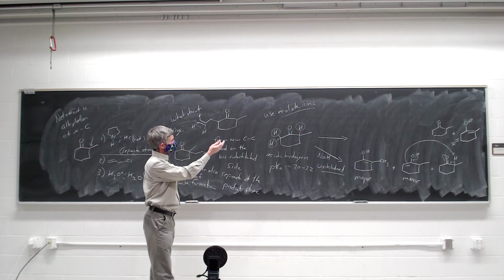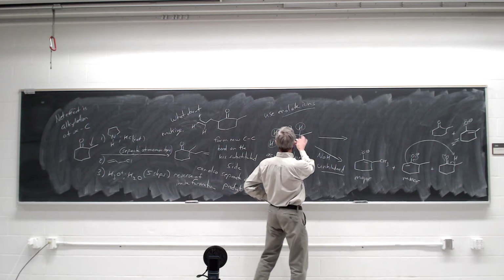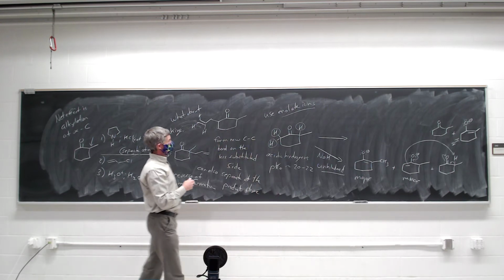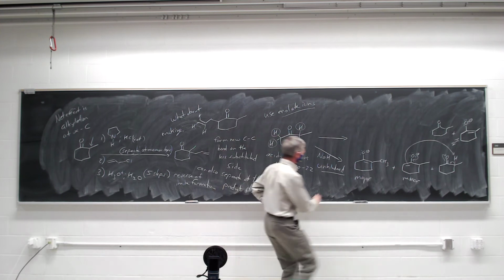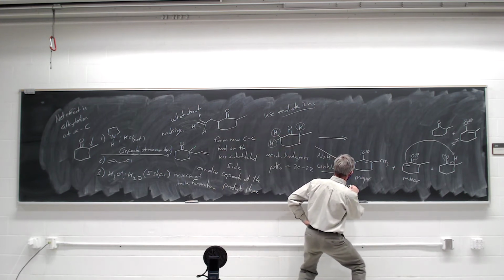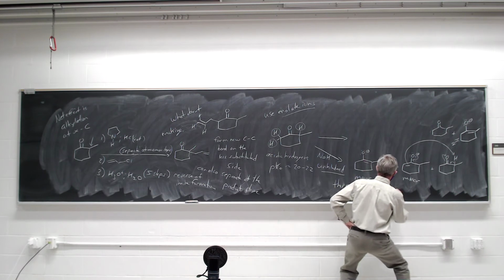How could we generate mostly the less substituted double bond? What's the trick we usually use when we want to generate what we would refer to as the kinetic product rather than the thermodynamic product? Base. So this is the thermodynamic enolate.